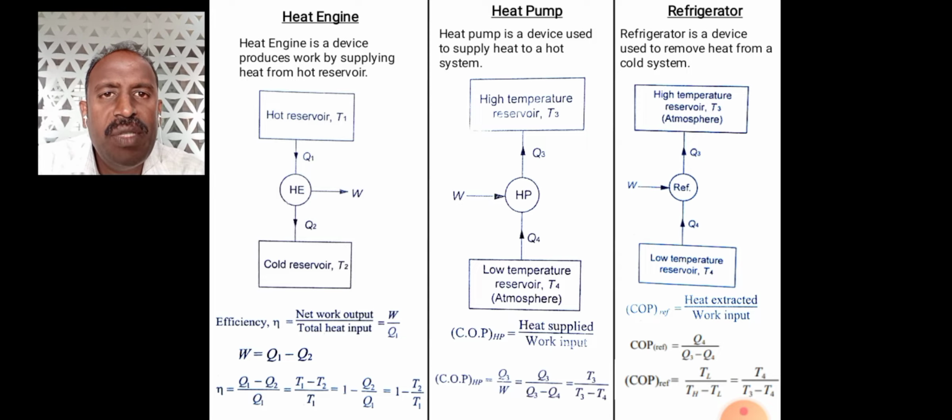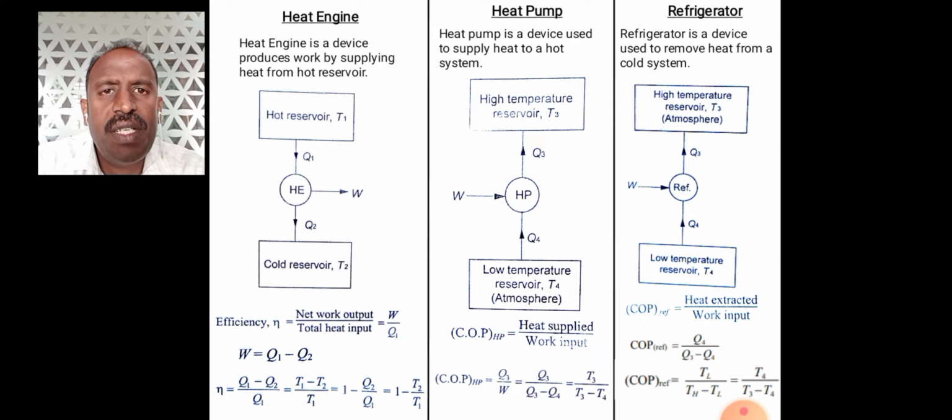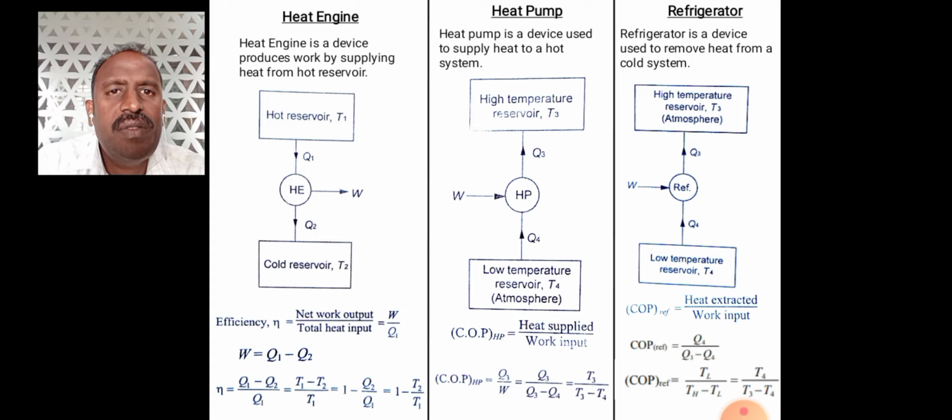Heat engine means we are going to calculate the efficiency, with heat transferring from higher temperature to lower temperature. From that heat energy we are extracting the work output. The next thing is the heat pump. The heat pump and refrigerator have the same principle, the only difference being where the heat is extracted and where the heat is supplied. So first we will see the heat pump.